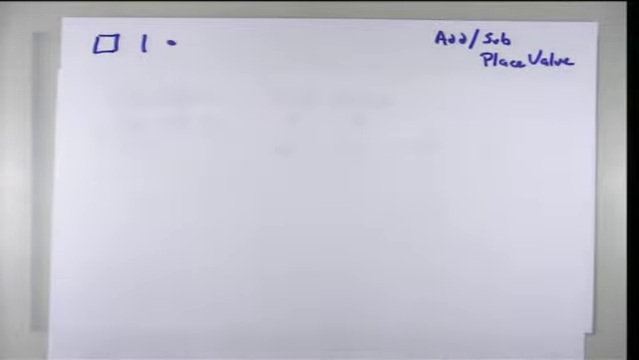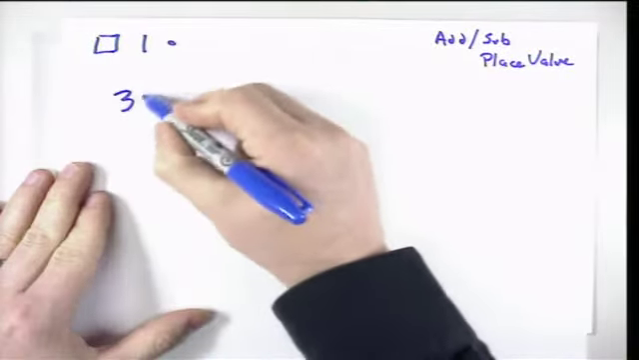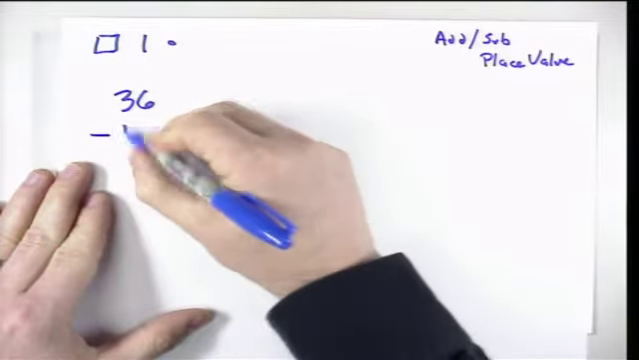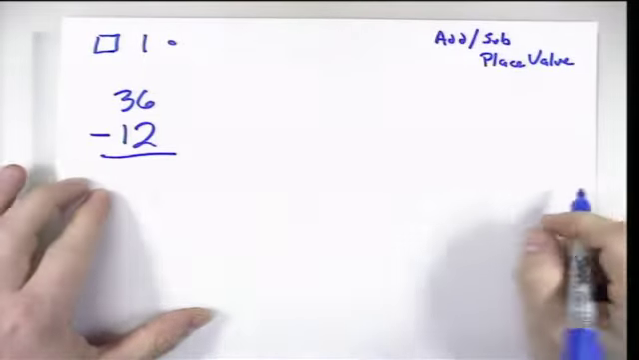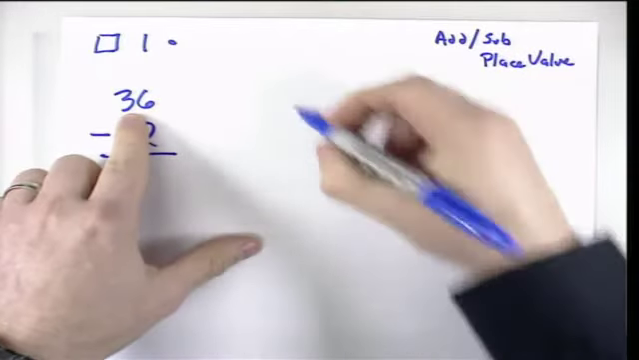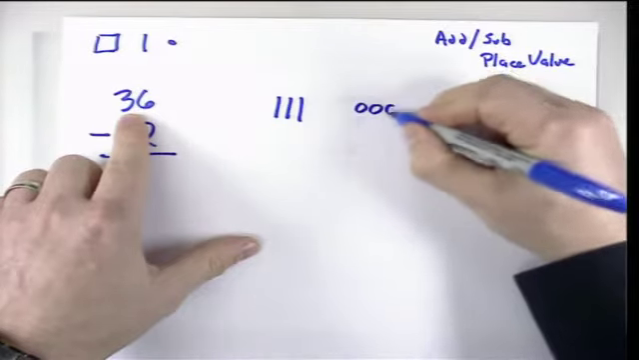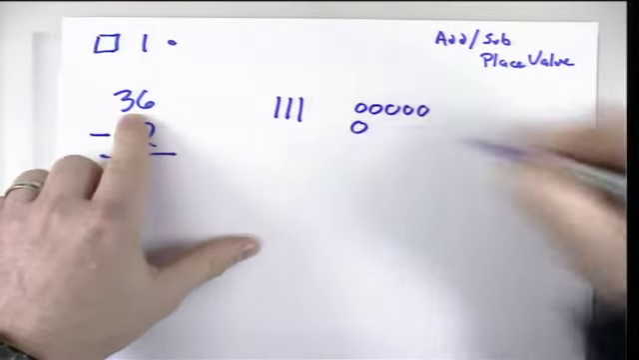We're going to be using the same symbols for our hundreds, tens, and ones. In our first problem, we're going to do 36 minus 12. So I need to show my first number, 36. That's 3 tens and 1, 2, 3, 4, 5, 6 ones.